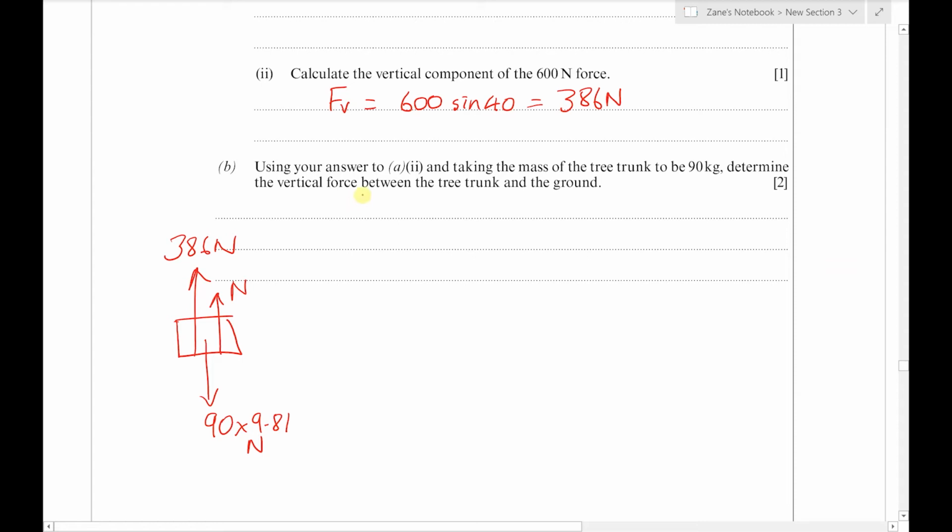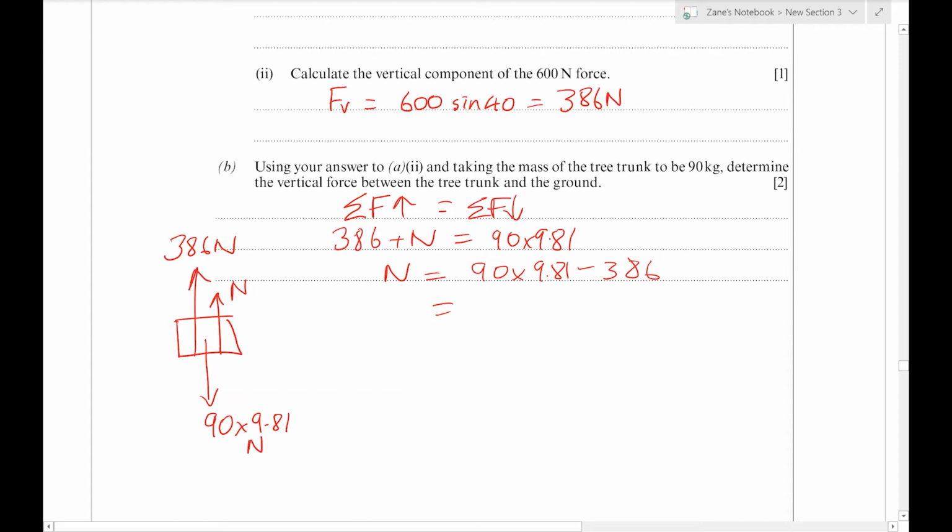So what we can simply say here is that the sum of the forces in the upward direction must equal the sum of the forces in the downward direction. Upwards we've got 386 plus N, downwards we've got the 90 times 9.81. So N is going to be 90 times 9.81 take away the 386 that we stored in memory B. Let me just plug that into a calculator. That gives us 497 newtons.